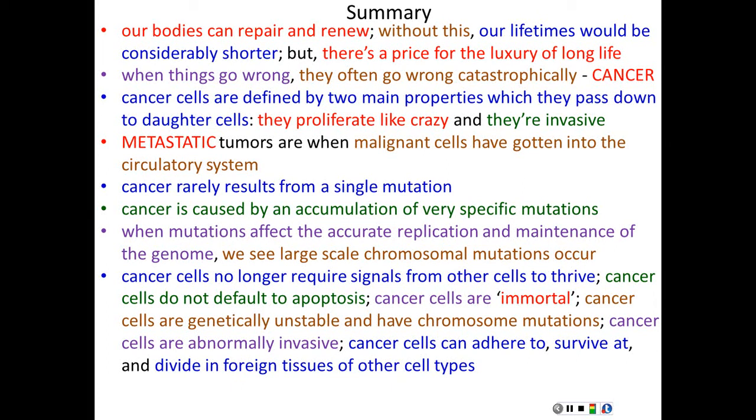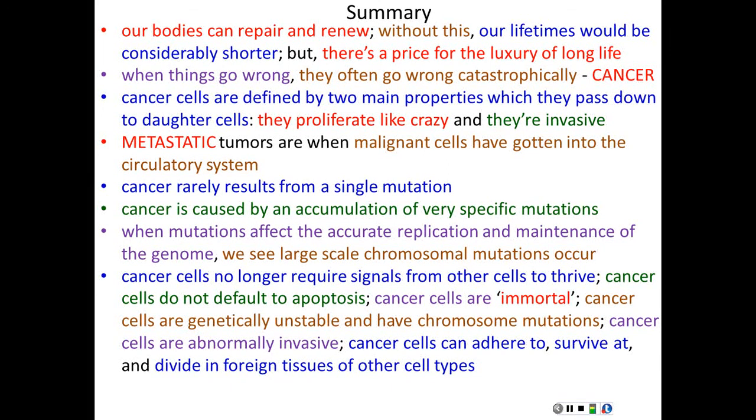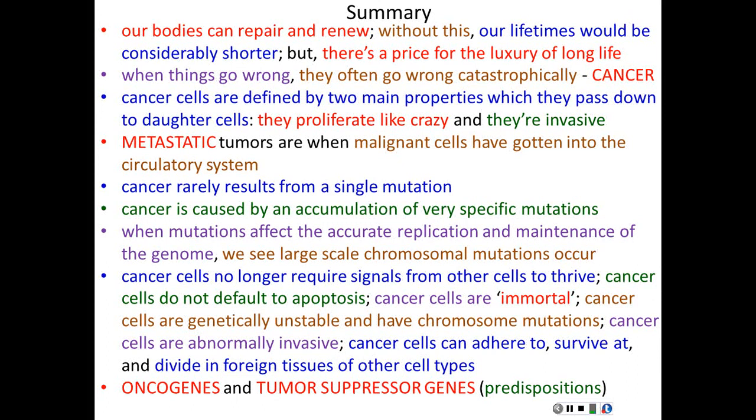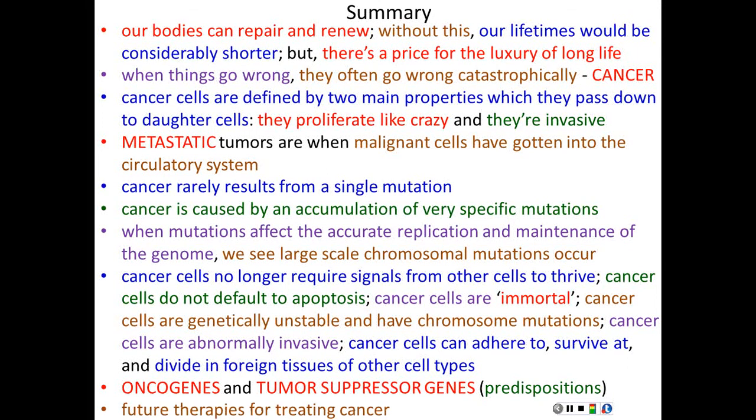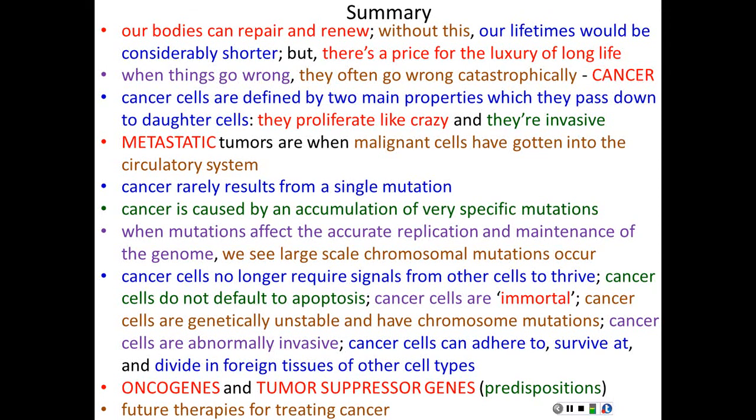Cancer cells are abnormally invasive. They can adhere to, survive at and in, and divide at and in foreign tissues. They can also lack adhesion properties, allowing them to migrate. We defined and discussed oncogenes and tumor suppressor genes. Tumor suppressor genes giving rise to genetic predispositions because tumor suppressor gene mutations are recessive. And finally, we used colorectal cancer as an example for some specifics regarding cancer, and we discussed some strategies for future therapies of cancer, knowing what we know now about how cancer develops.